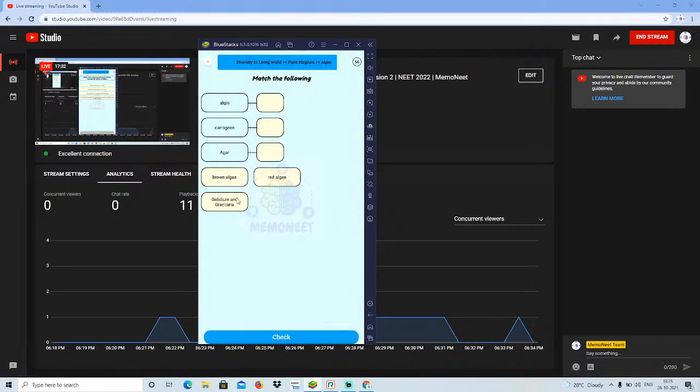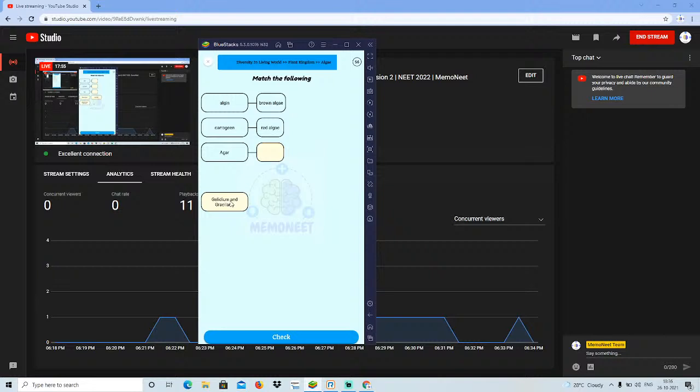I think we moved this question here from the revision algorithm last time. I got this question wrong, so it is asking me again and again just to ensure that I remember this. There's no way I could forget it now, because it's brown algae, carrageen, red algae.